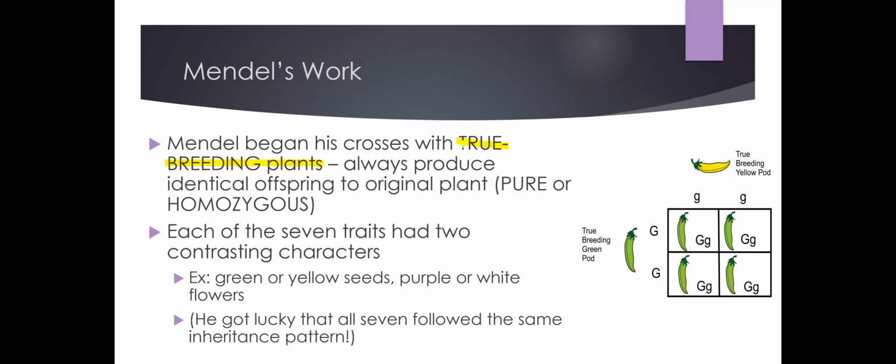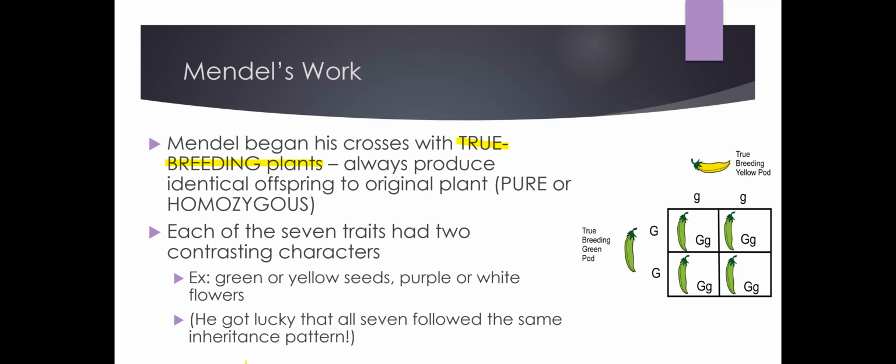So that's what he was dealing with these pea plants. So if they were tall, they always produced tall plants. If they were green pods, they only produced green pods. And like I said, today we're going to refer to that as homozygous. But what he would do is he would take each of these contrasting characters and he would cross a green pod with a yellow pod. He would cross a pure tall with a pure dwarf, a pure purple with a pure white.